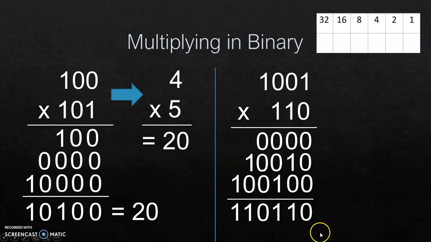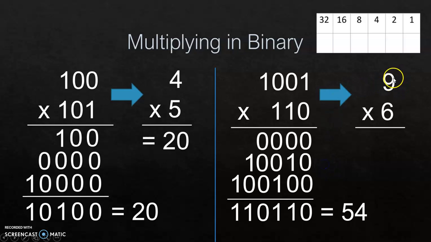This is our answer, which is the binary number 110110. And if we look at our table, we know that we have 1 32, 1 16, 0 8, 1 4, 1 2, and 0 1, which in decimal equals 54. We can proceed to check our answer by just multiplying out the decimal numbers. 9 times 6, which is also equal to 54.